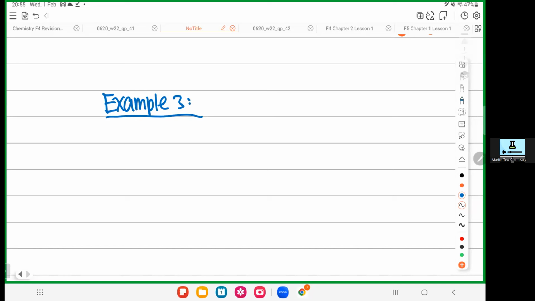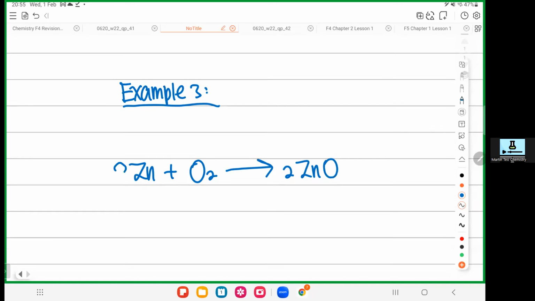So let's say example number 3, we have this Zn, zinc, reacting with oxygen O2 to become 2 zinc oxide. This question is not hard, but it's a bit tricky for some people. Listen carefully. How are we going to do this question?